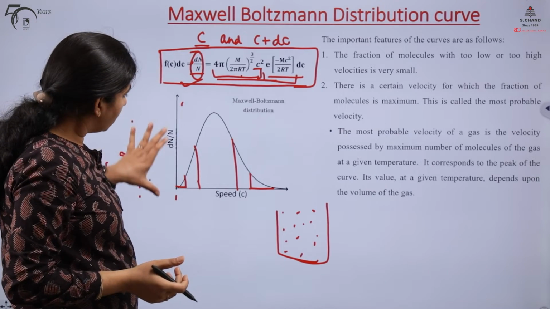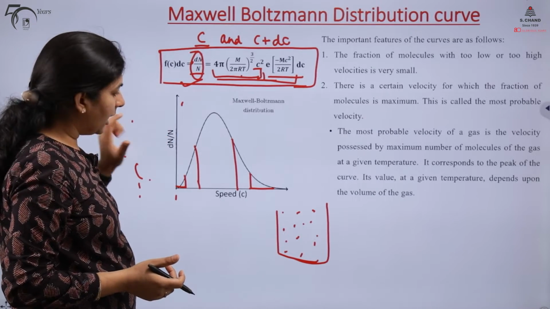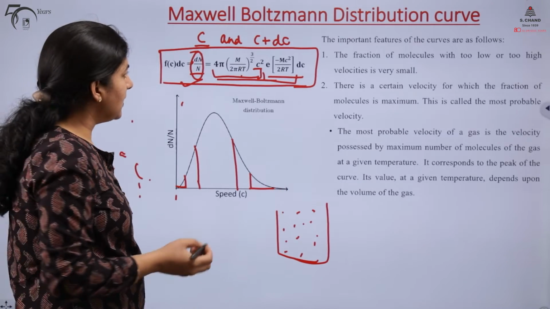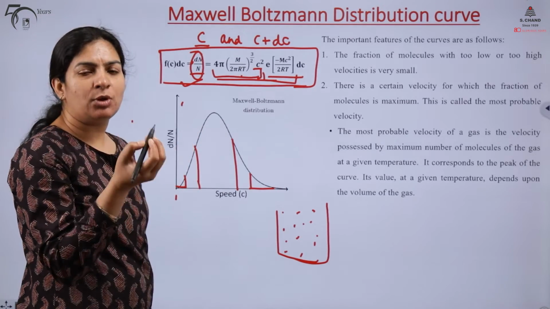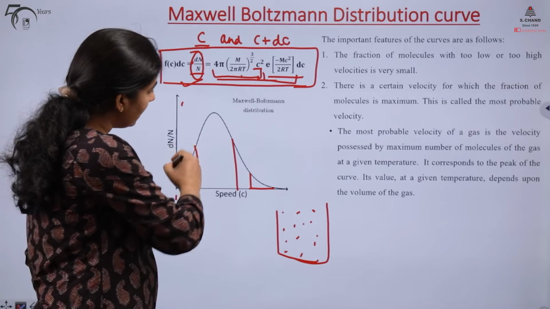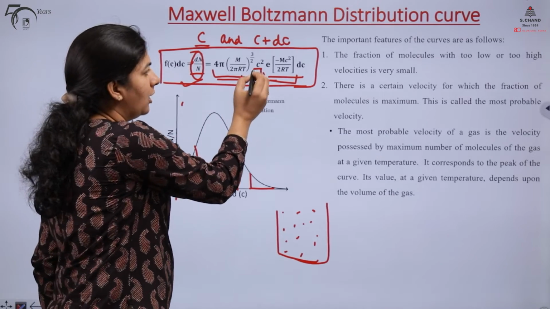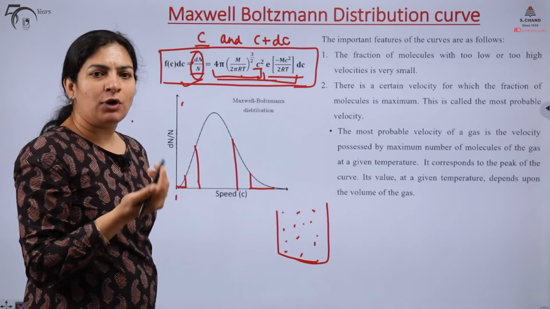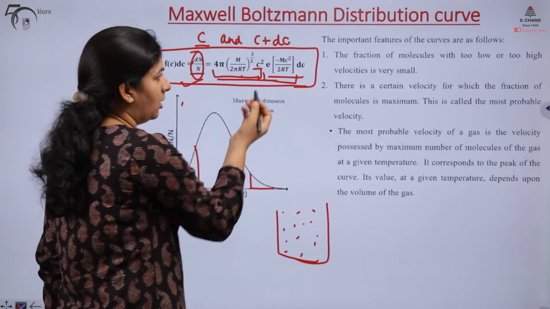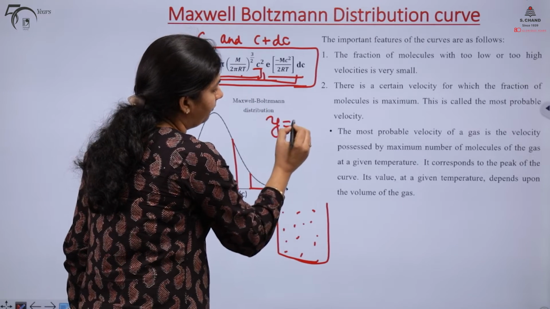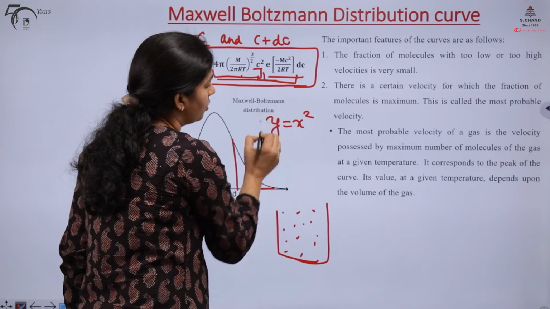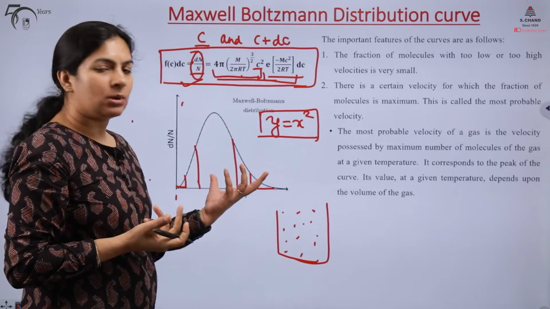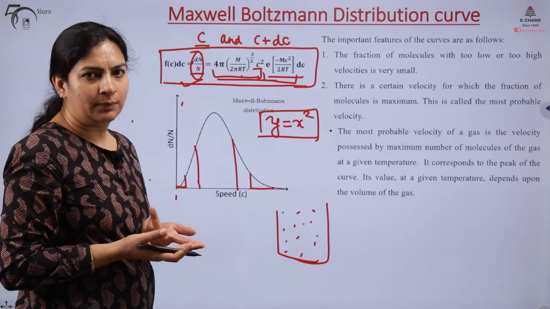Now when we plot this distribution with dn upon n on the y-axis versus speed, we see that the two contributing factors which decide the nature of this curve are this square factor and the exponential factor. Now we all know, what does this mathematical equation, y equals x square, represent? This is the equation of a parabola, right?